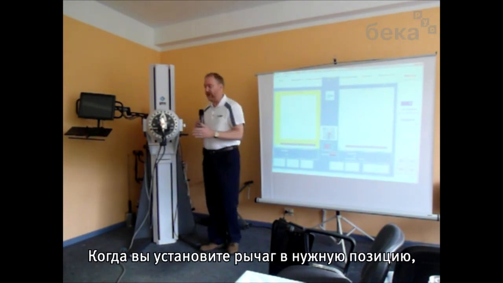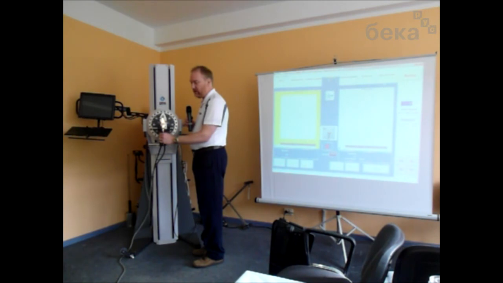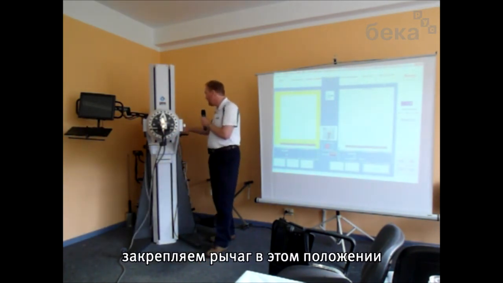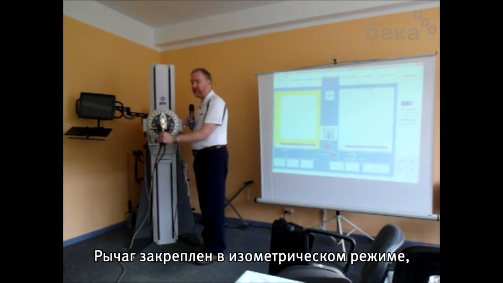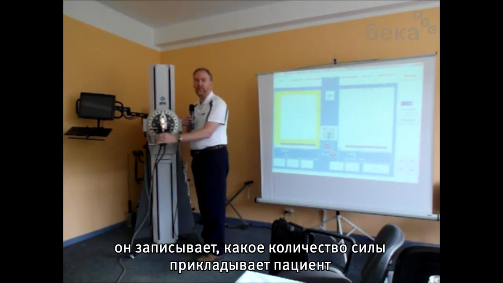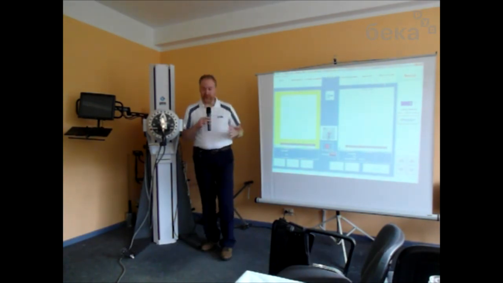So once you have the tool set up in the test position, hit the lock button. So that locks it then into the isometric mode where it will not move. But it will be recording how much force the person's exerting on the test. So again, we'll start with left side.